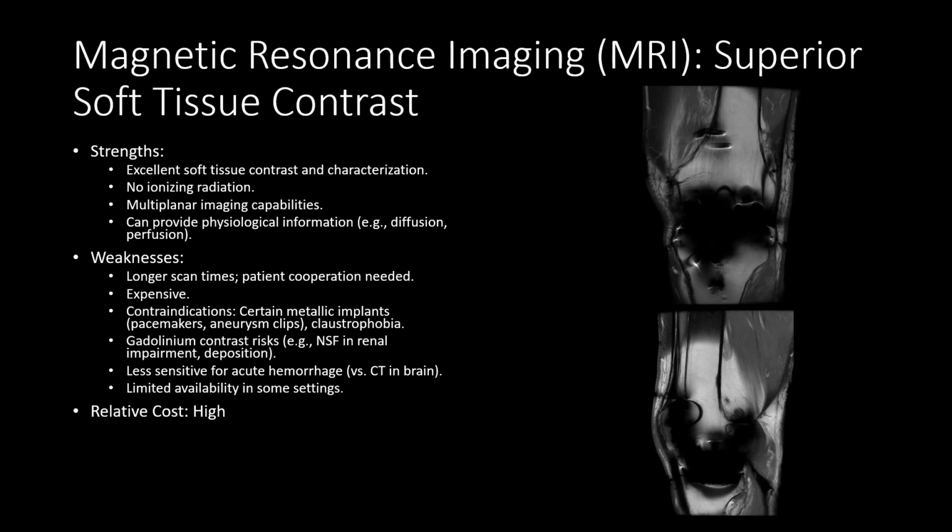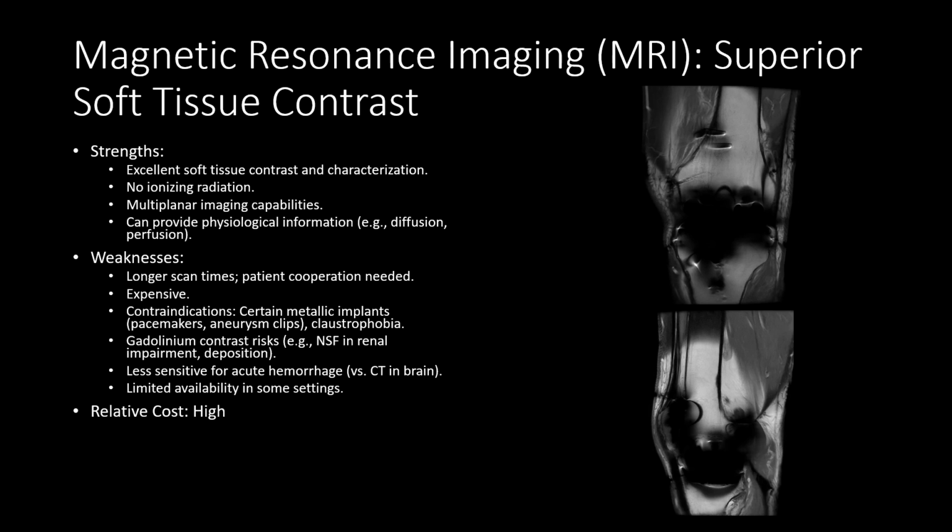Some of its weaknesses include the length of time it takes to acquire the study and the need for patient cooperation. So patients are going to be placed in a long tube that's very narrow in a high magnetic field, and the patients are going to have to lay very still, often on their back. If they move or can't cooperate with breath holds, the image quality is often compromised. It's very expensive compared to X-ray, ultrasound, and CT. And certain patients will have contraindications.